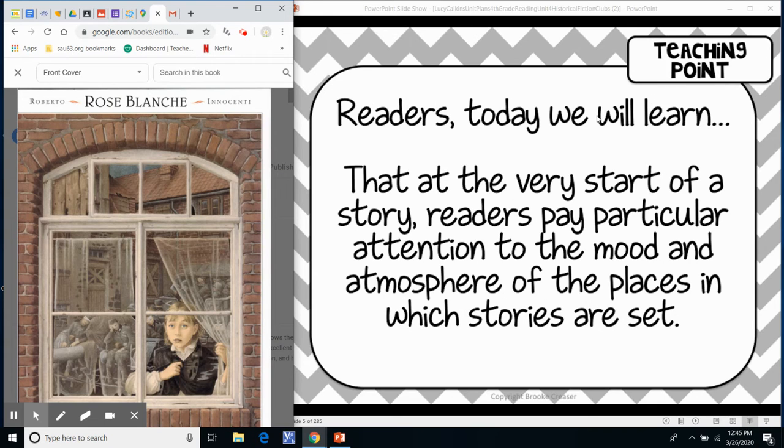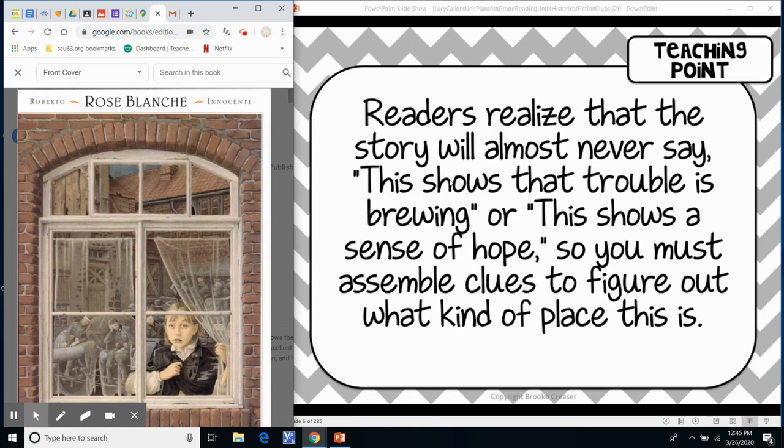So today we are going to learn that at the very start of a story, readers pay particular attention to the mood and the atmosphere of the places in which stories are set. Okay, so you must pay attention to the mood and where the setting of the story takes place. So we're going to be using Rose Blanche as our story that we are going to be starting to talk about. We're going to get into talking about Number the Stars, but let's talk a little bit further with Rose Blanche. It says, readers realize that the story will almost never say, this shows that trouble is brewing, or this shows a sense of hope.